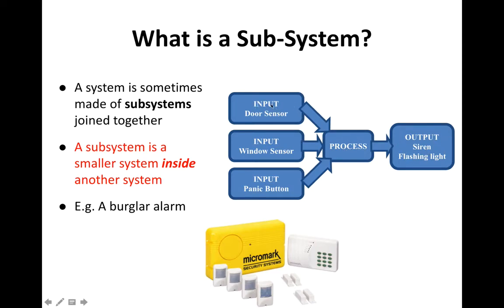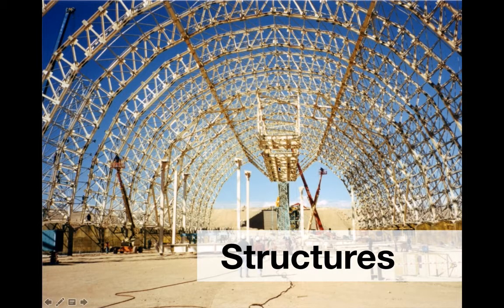However, feeding into the process might be a door sensor, a window sensor, or a panic button. These individual parts here are subsystems. So for example, the sensor on your door is a subsystem of the whole burglar alarm system. Likewise, the window sensor is also a subsystem of that whole system. Hopefully that's made that clearer.